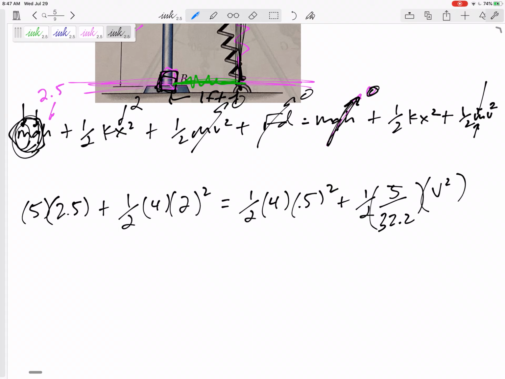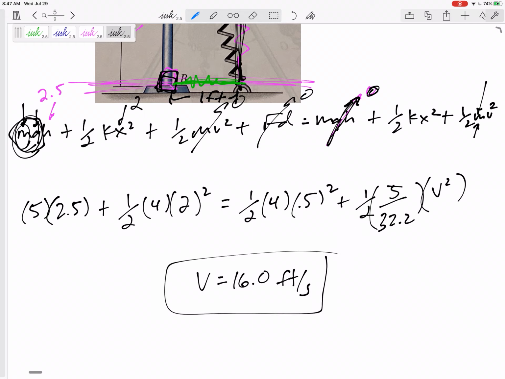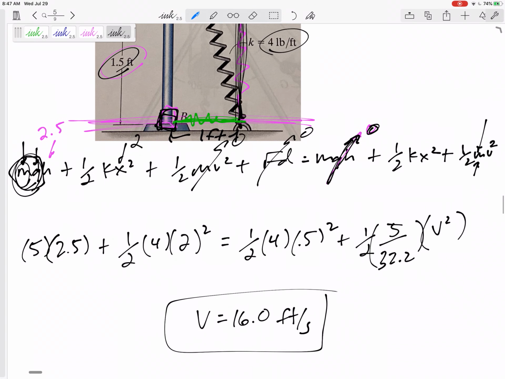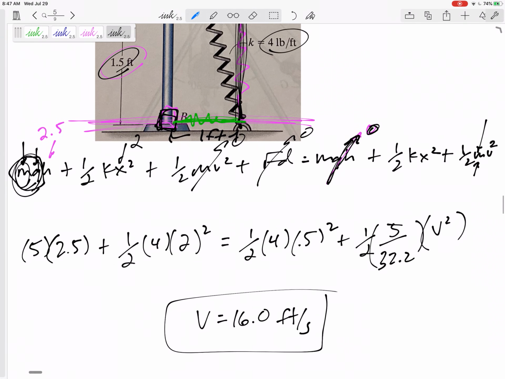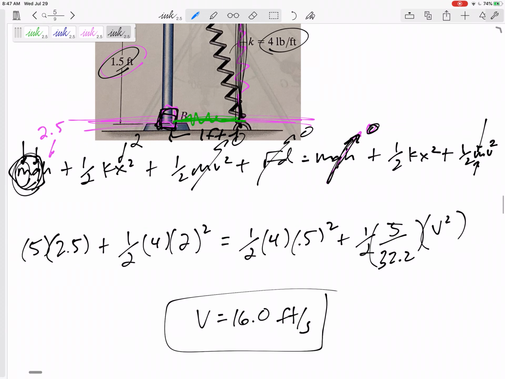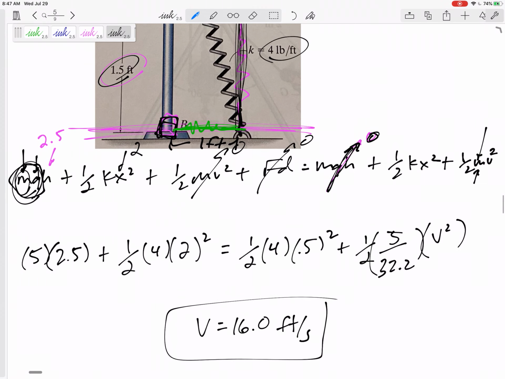This equation should only have one unknown. You can only solve for one unknown because it's one equation. It's not like it's an x equation and a y equation. It's just a one magnitude equation. And I would get the velocity, 16.0 feet per second. So the only tricky part was a little bit tricky because it was English units. Be ready for SI units or English units.